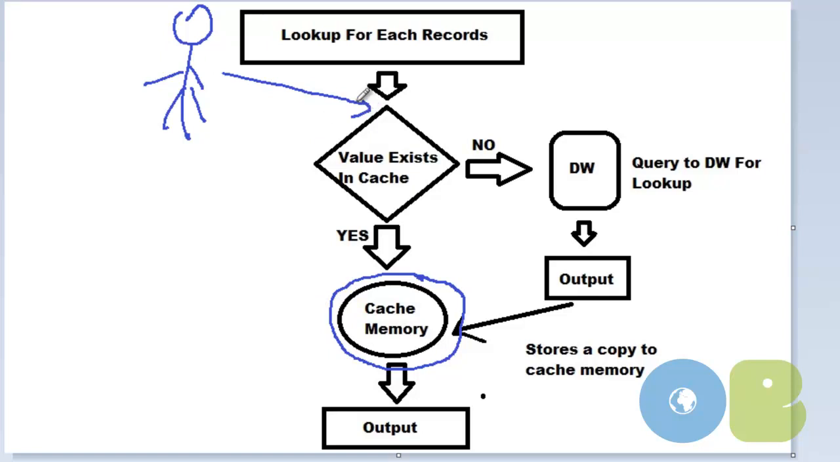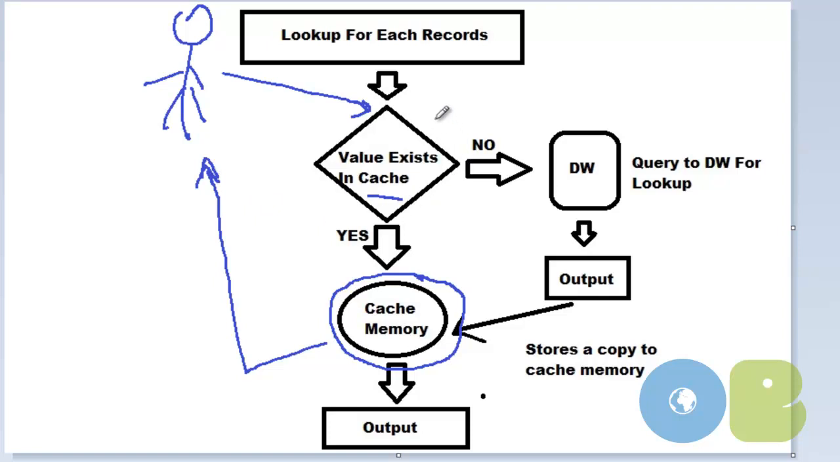This value will first be checked in the cache, to see whether that value exists or not. If that value exists, then the cache memory will output that result to the client. As you can see, the value was present in the cache memory, that's why the response was sent by the cache memory to the client with the output. Now let's talk about what will happen if that value was not present in the cache memory.